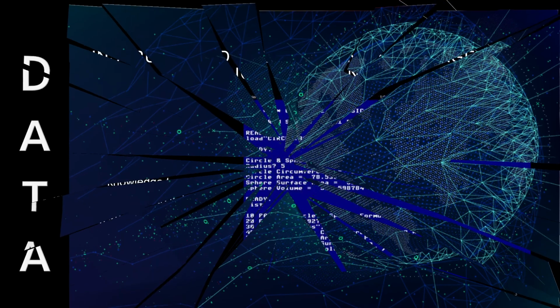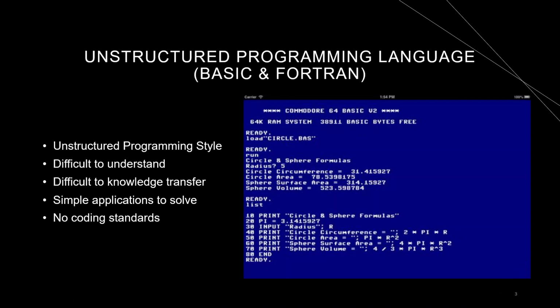But first, the unstructured programming languages. How did all of this start? The first programming languages to come into existence were BASIC and FORTRAN. These were unstructured programming styles.